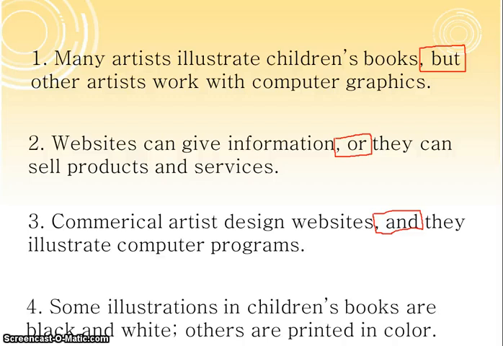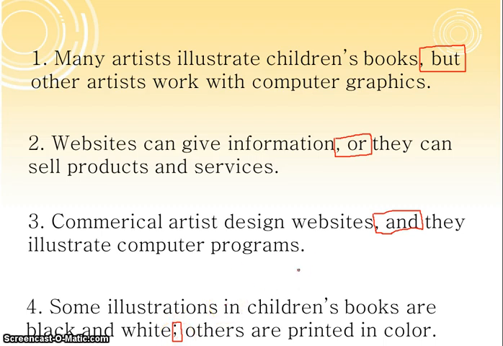Number 4, some illustrations in children's books are black and white. Others are printed in color. And here we have a semicolon. Now, if you notice with your semicolon, you don't have a comma before the semicolon. That wouldn't make any sense because there's a comma right here, so we don't have to put two commas there.